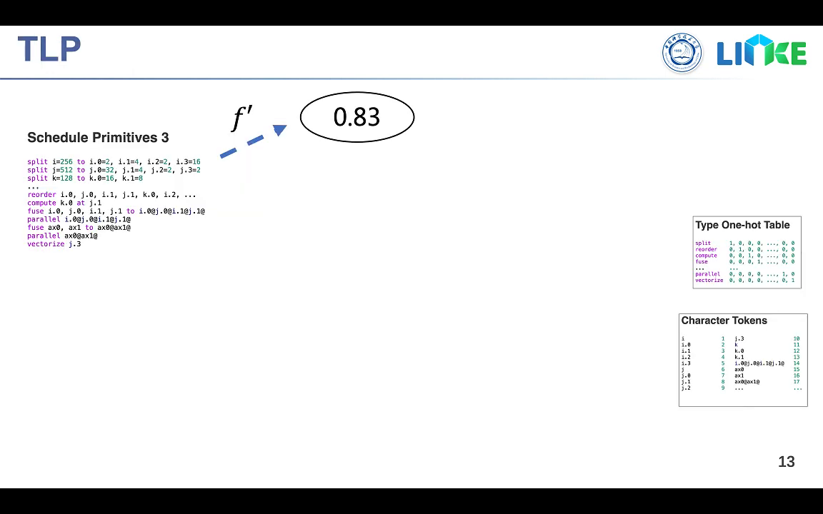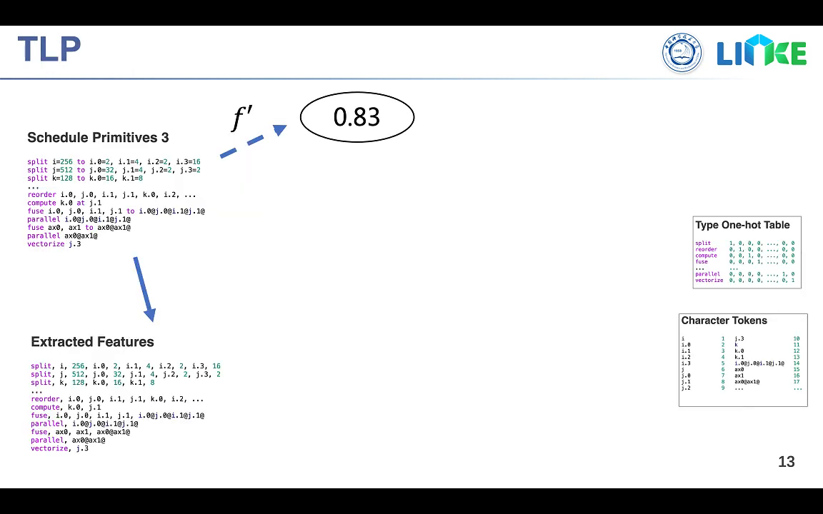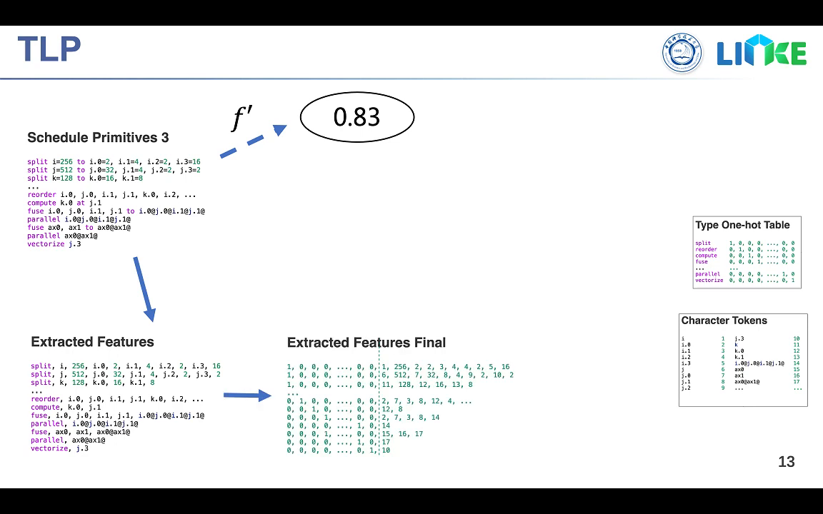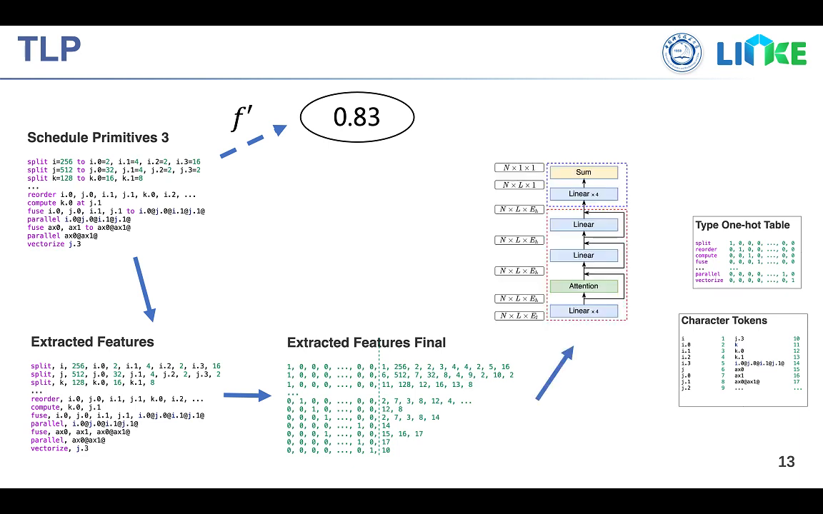Here's the pipeline of TLP. It begins by removing unnecessary parts and then converts the remaining pieces into numeric vectors. This process is reversible, which is fundamentally different from methods based on statistical features such as Ansor, which are irreversible. The resulting numeric vector is then fed into the neural network to obtain the predicted value.